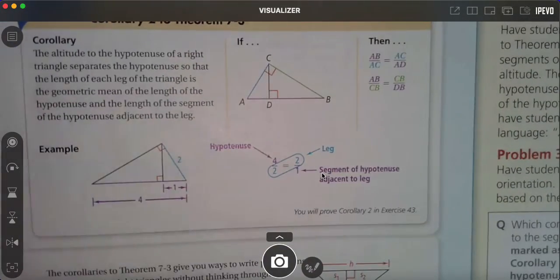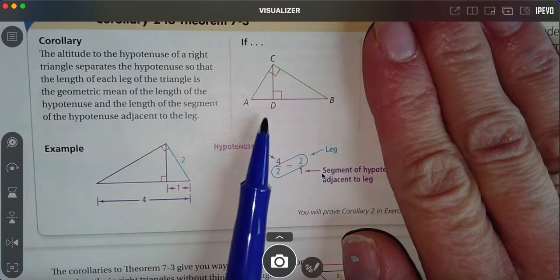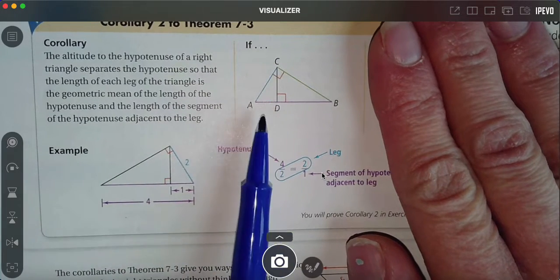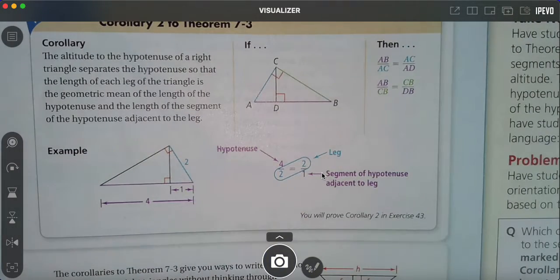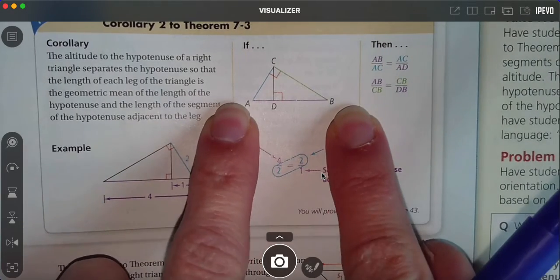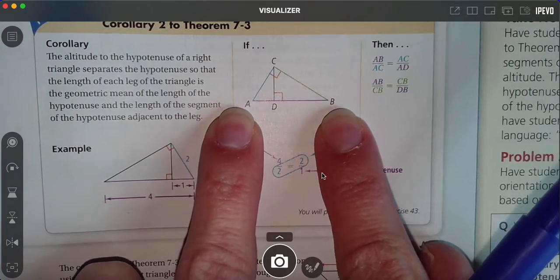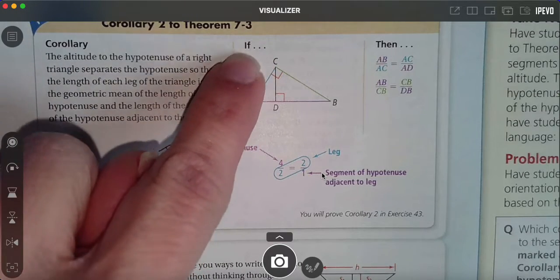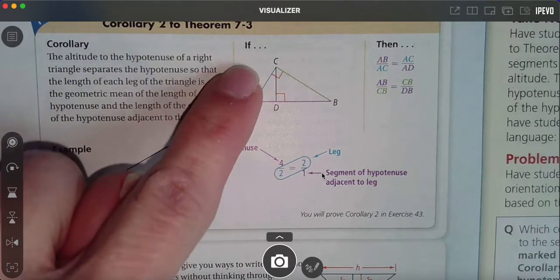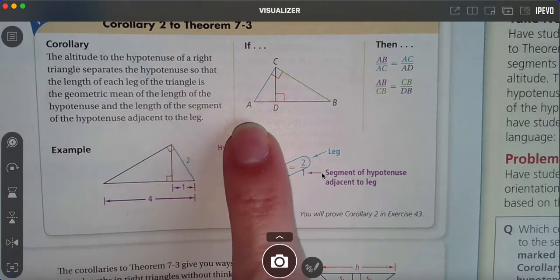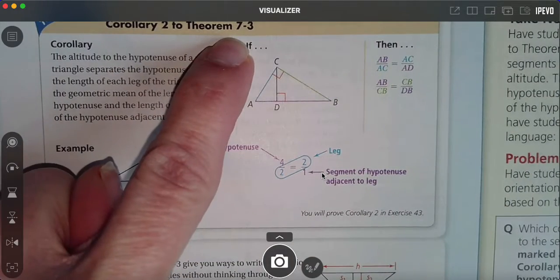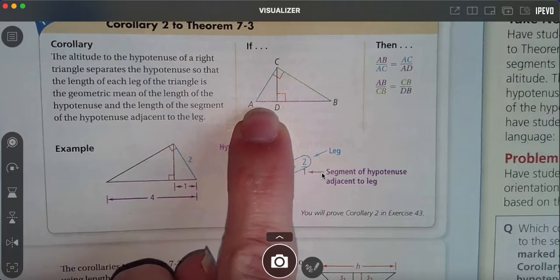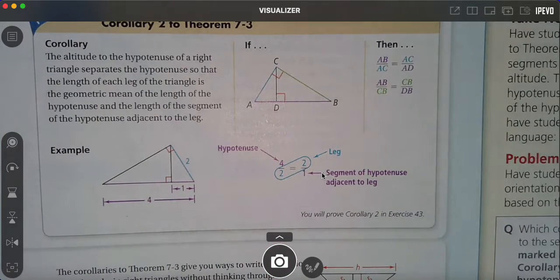In the other theorem, I said that AD over the altitude equals the altitude over the DB segment. This one is another theorem, and it says I can take the whole length, AB, over this side, and it's equal to that side over the little segment next to it. I know that's confusing. I'll just go over it with some examples and some numbers, okay?